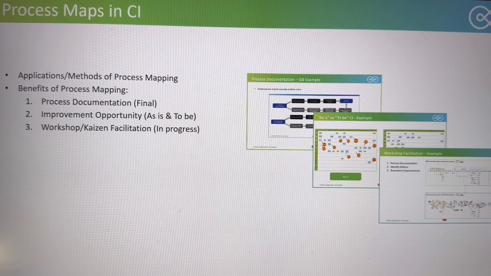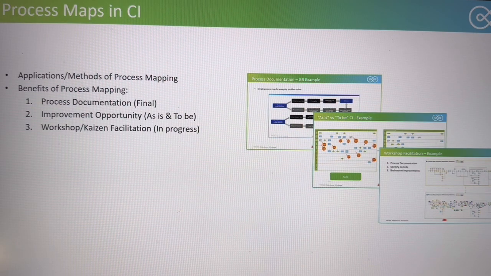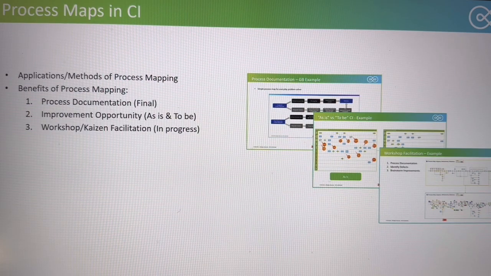So to wrap this short video up, we've looked at utilizing process maps throughout continuous improvement. We've identified utilizing methods of process mapping for the current state and then for future state. We've looked at the benefits for identifying disconnects or problems and moving that into a final process map. And then we've also identified utilizing process mapping through workshops, Kaizen events, and the in progress to identify where we are and where we could be.